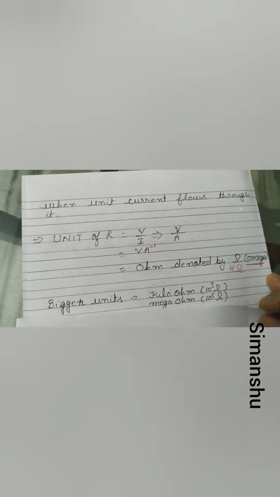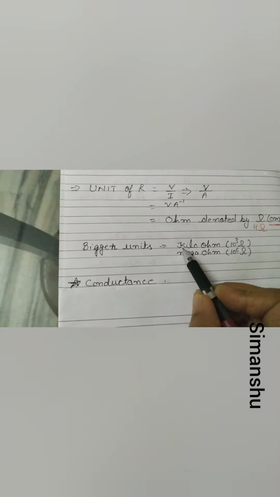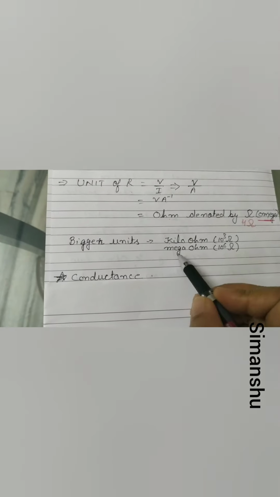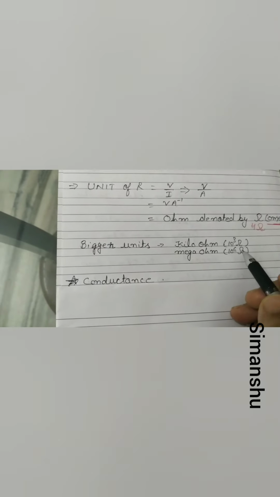But instead of writing it in this way, we use the word ohm, which we denote by the sign omega. Like if the resistance of a conductor is 4 ohm, we write the numerical value with this sign, 4 omega. It is read as 4 ohm. Then we talk about bigger units, as we did earlier for other physical quantities: kilo ohm, mega ohm. Their prefixes have specific values. Kilo means 10 raised to power 3, mega means 10 raised to power 6.